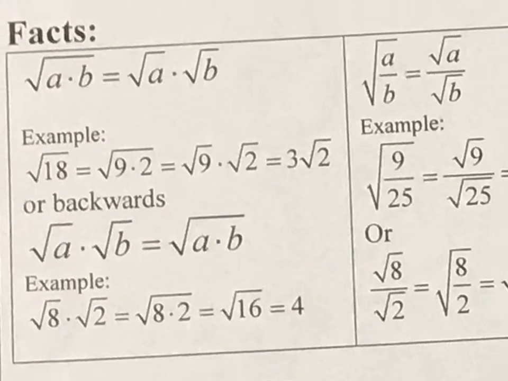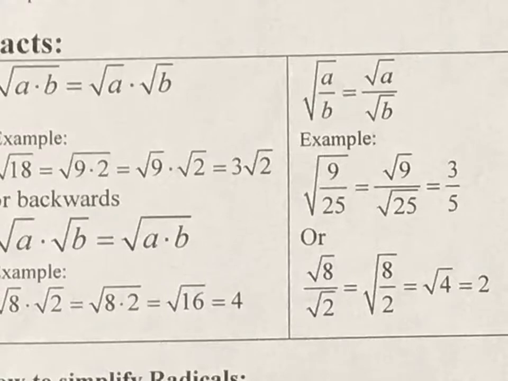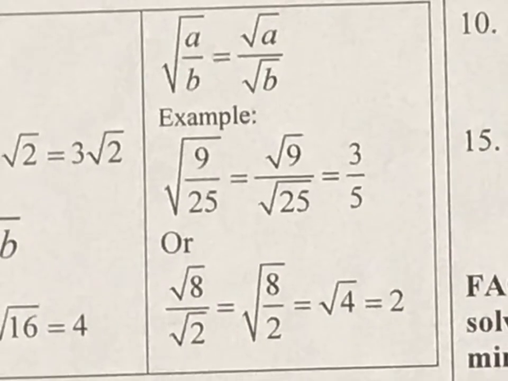Now the rules are the same for division, just like multiplication. You could actually split them or put them back together. So if you ever have the square root of something over something, which is really something divided by something, you could do the square root of the top over the square root of the bottom and get your 2 answers that way. An example: the square root of 9 over 25 is really the square root of 9 over the square root of 25. You split the root. Square root of 9 is 3. Square root of 25 is 5. Answer is 3/5.